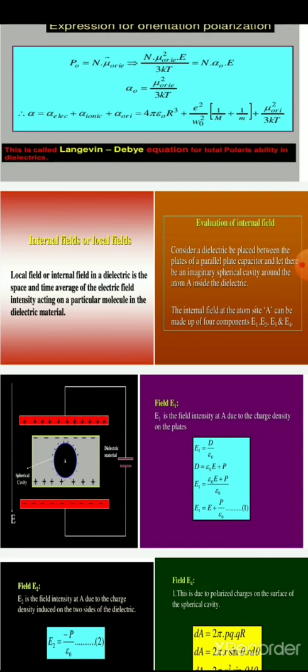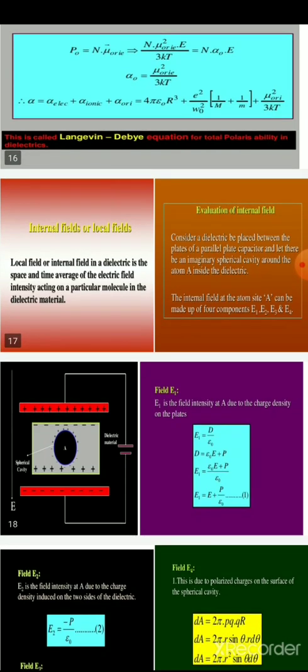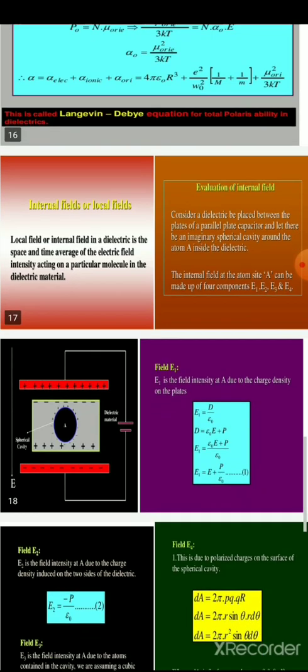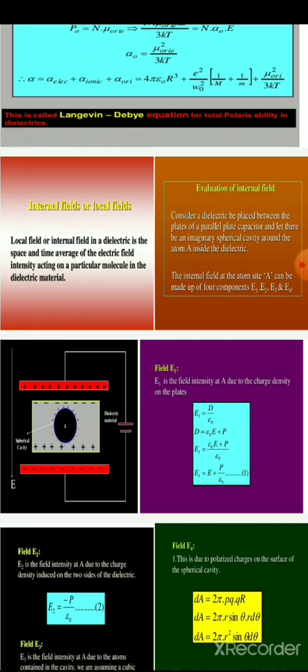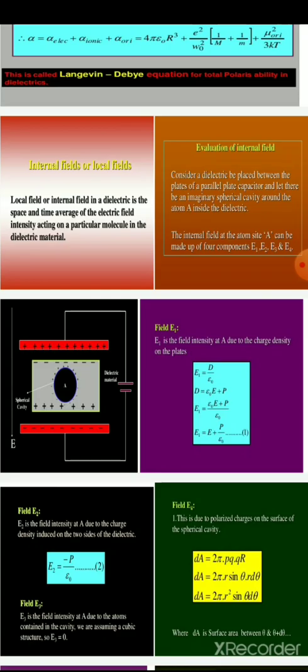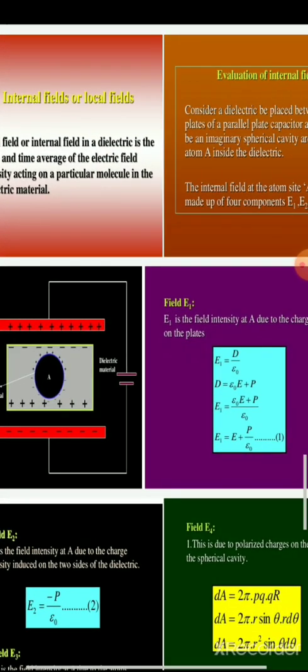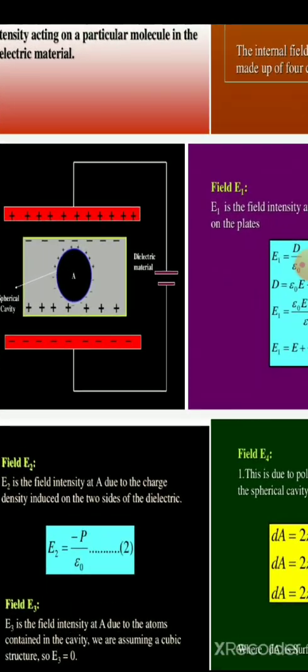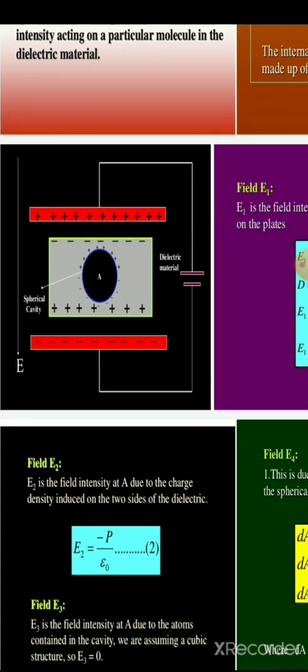Evaluation of internal field. Consider a dielectric placed between the plates of a parallel plate capacitor, and let there be an imaginary spherical cavity around the atom A inside the dielectric. The electric field at the atom site A can be made up of 4 components: E1, E2, E3 and E4. Here we are divided into 4 components. As we see in this figure, we can clearly understand the diagram.